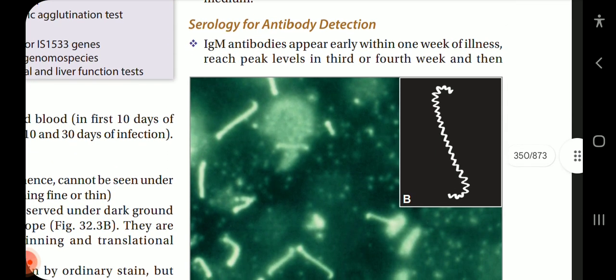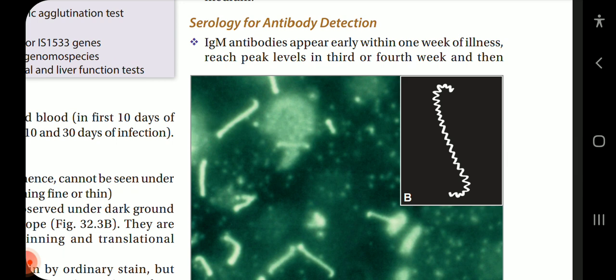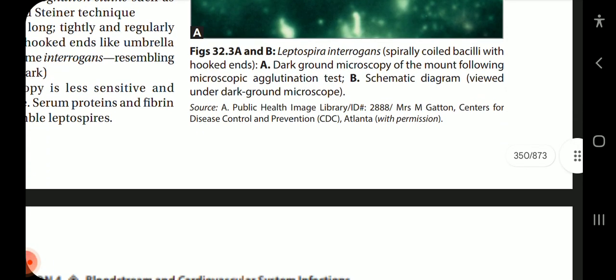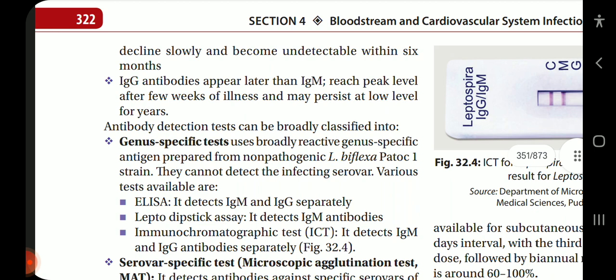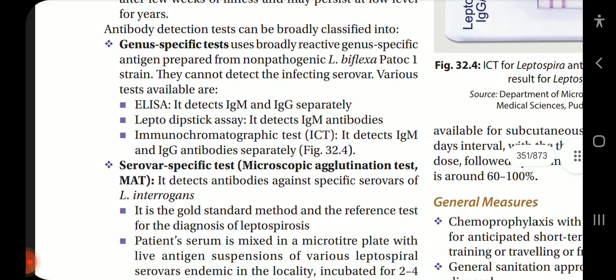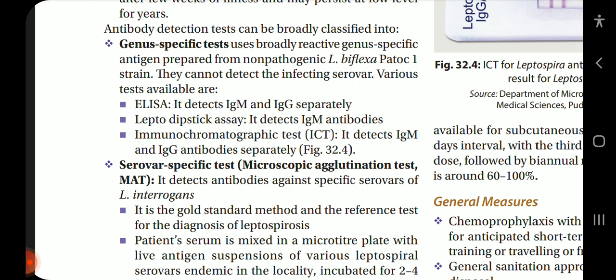Serology for antibody detection. IgM antibodies appear early, within 1 week of illness, reach peak levels in the third or fourth week, and then decline slowly and become undetectable within 6 months. IgG antibodies appear later than IgM, reach peak level after few weeks of illness, and may persist at low level for years. Antibody detection tests can be broadly classified into genus specific and serovar specific tests.